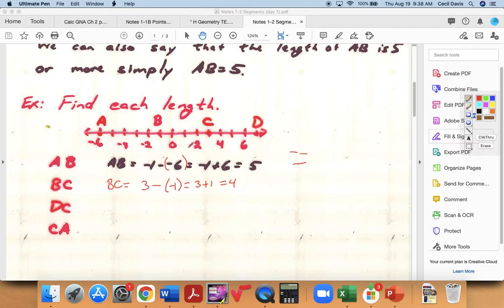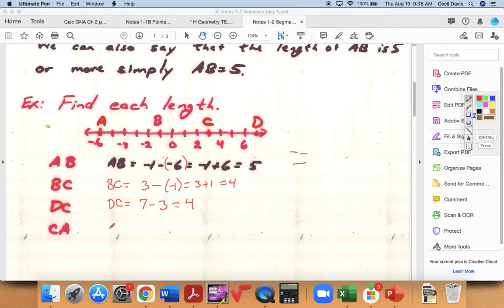For the length of segment DC, D is further to the right, and its coordinate is 7, minus the coordinate of C, which is 3. That's a nice easy one. That is just 4. So the length of segment DC, or the distance from D to C, is 4.